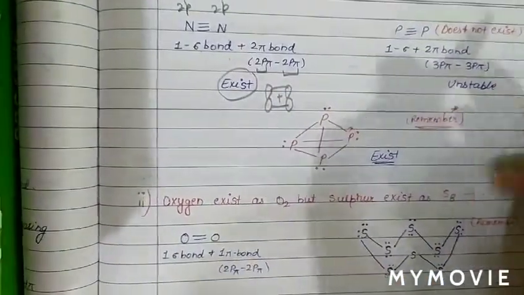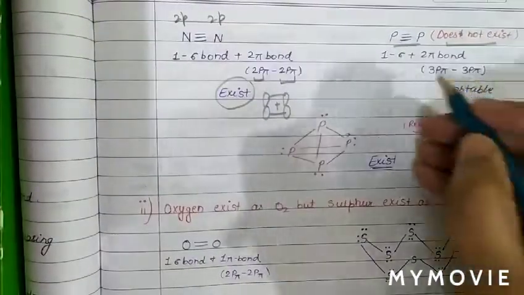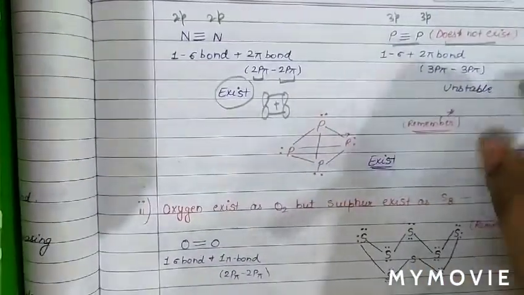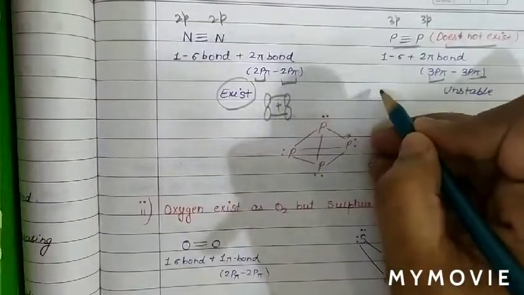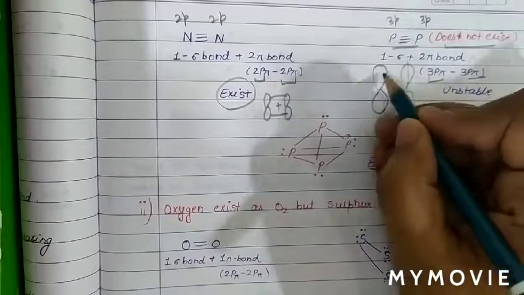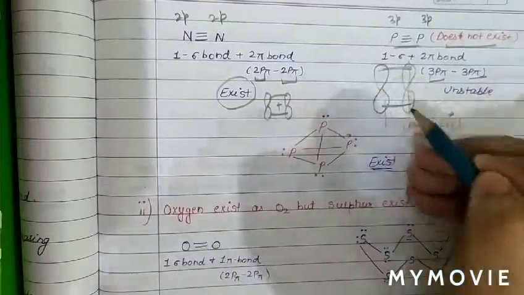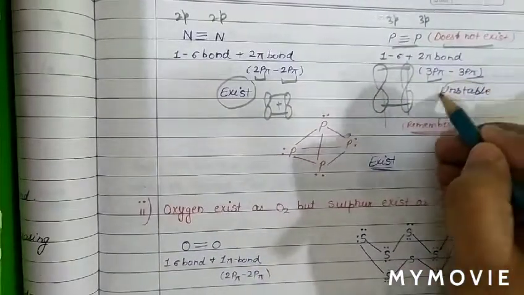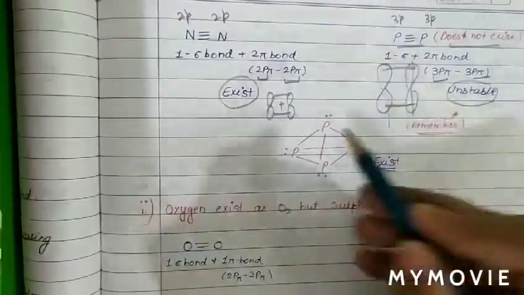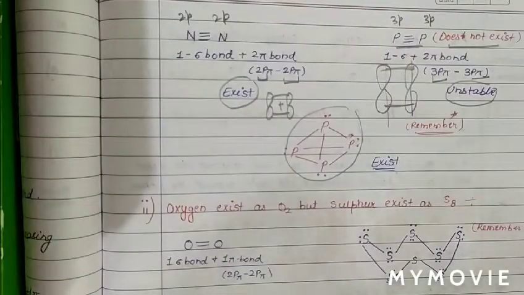While in case of phosphorus, P triple bond P does not exist. Why? Because phosphorus is a third period element, and for 3pπ-3pπ, the size of the orbitals becomes large. Due to the large size of orbitals, overlapping is ineffective. So it is unstable. Therefore, phosphorus does not exist in the form of P triple bond P. So phosphorus exists in the form of P4 molecule. This is the explanation why phosphorus exists as a P4 molecule.